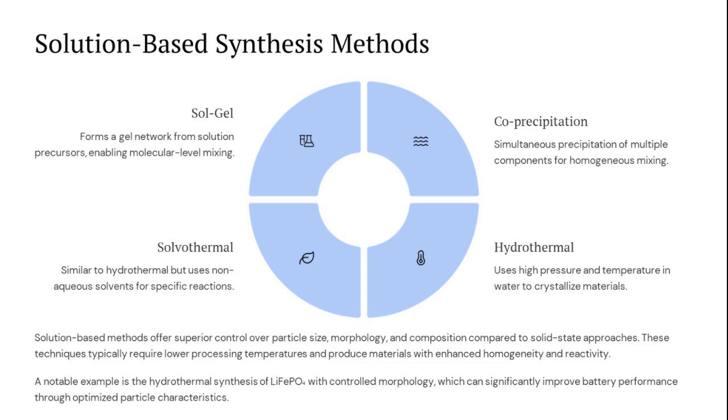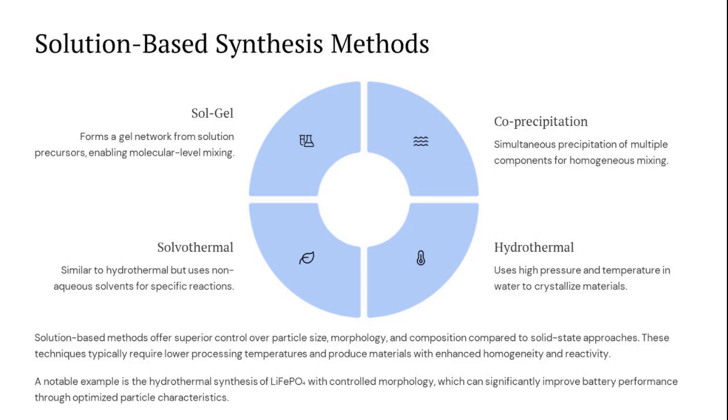In sol-gel synthesis, precursors like metal acetates or nitrates are dissolved in a solvent with chelating agents to form a gel, which is then dried and calcined. Co-precipitation involves the simultaneous precipitation of multiple metal ions from solution, typically followed by filtration, drying, and heat treatment.